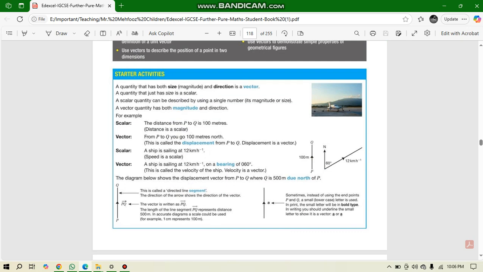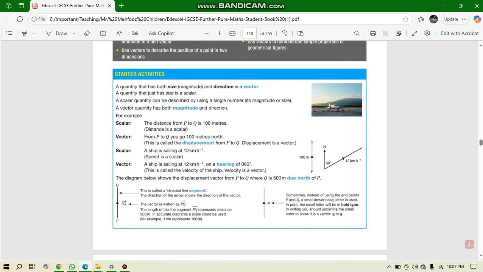A quantity that has just a size is a scalar. So the basic difference between scalar and vector is that a scalar has just size and a vector has size as well as direction. The direction will be east, west, north, south. It's according to the question. Okay, a scalar quantity can be described by using a single number, its magnitude or size. And a vector quantity has both the magnitude as well as its direction.